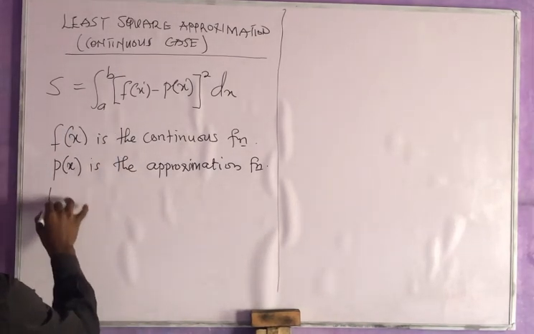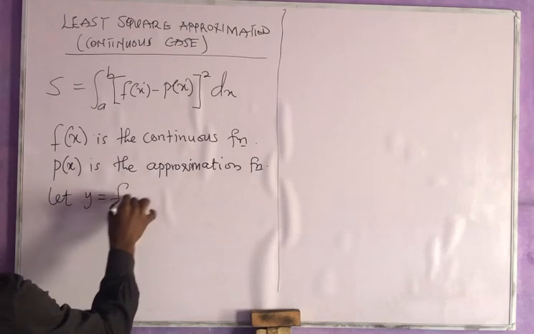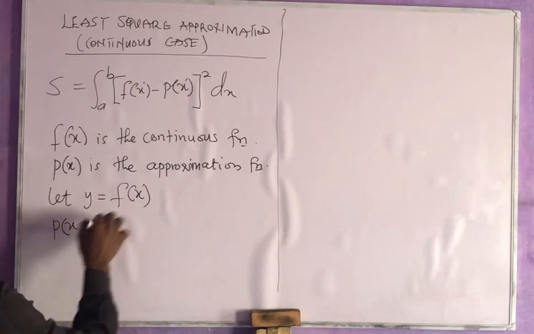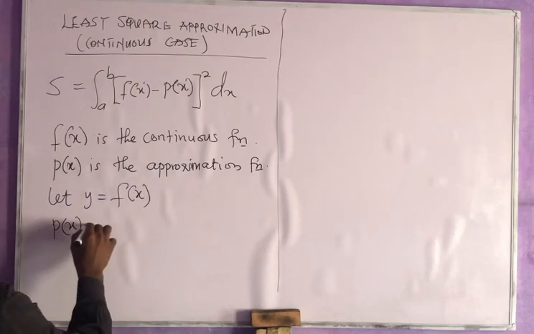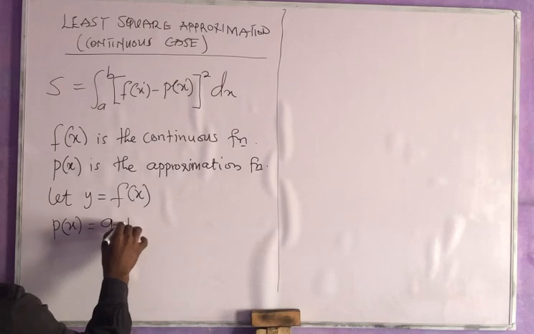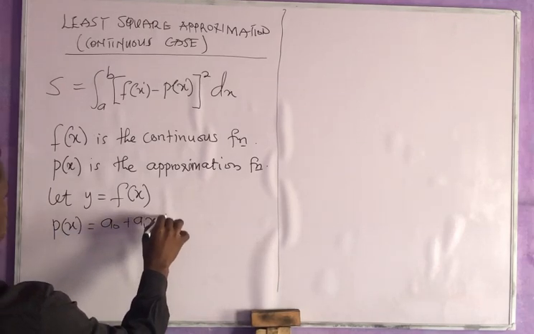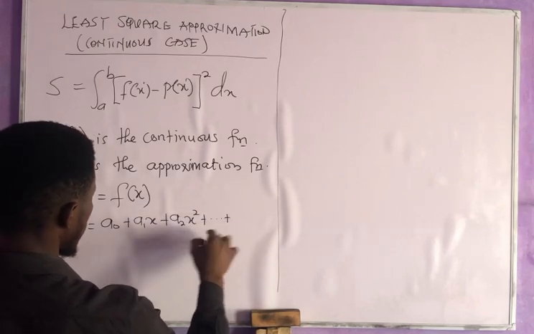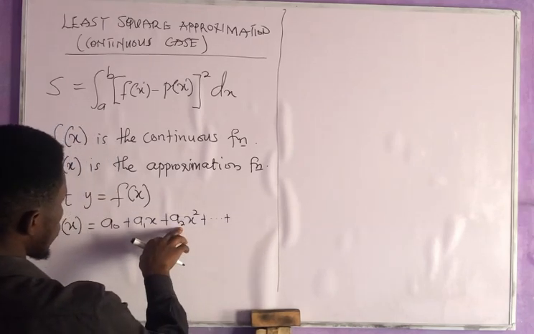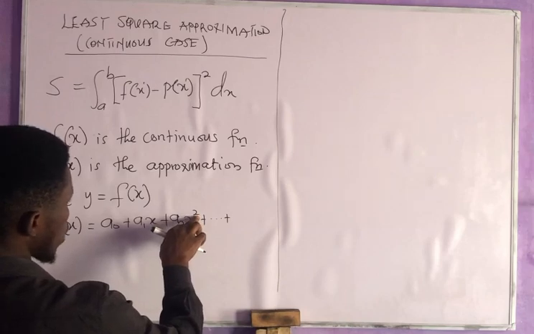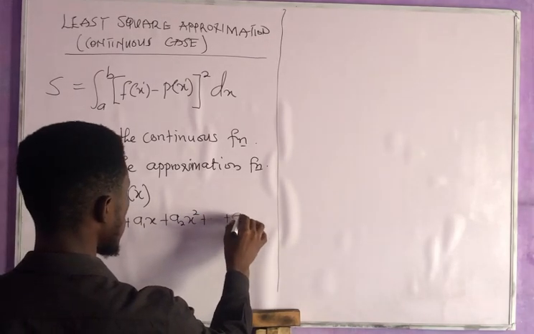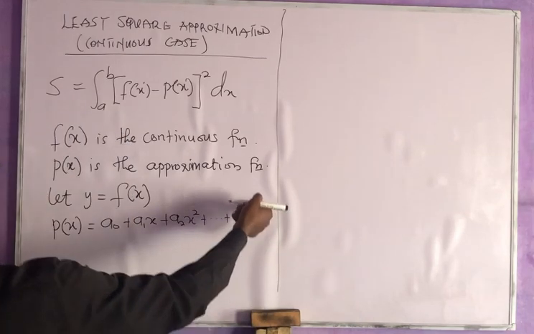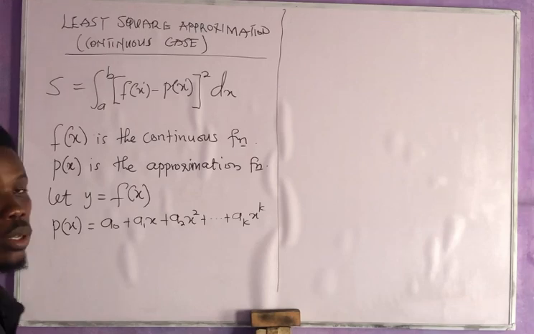Now, if you remember when we were looking at the least squares for the discrete, we said that we should let y be equal to f of what? X. And also the polynomial or the approximation function is written as a0 plus a1x plus a2x squared plus, so you see that the a2 is increasing, the x power is what? Increasing. It means that this side is going to be a_k x^k. You can also differentiate by writing maybe n, using n to represent, depending on you.